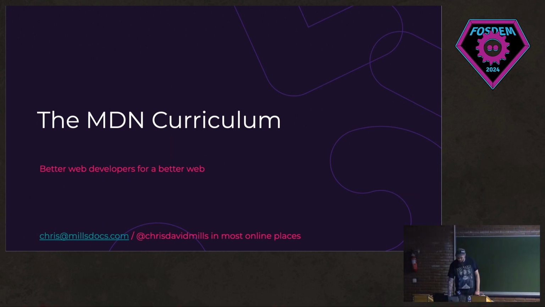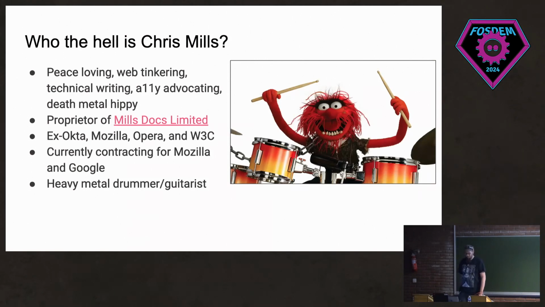Let me take you through a little bit about who I am to begin with. I describe myself as a death metal hippie. I love documentation, and I love the open web, and I love tinkering with open standards. I used to work for Mozilla for quite a while. I was the content lead and team manager for MDN, but I left and did some other stuff, and now I've come back as a contractor, and this is the current thing that I've been working on with the MDN team.